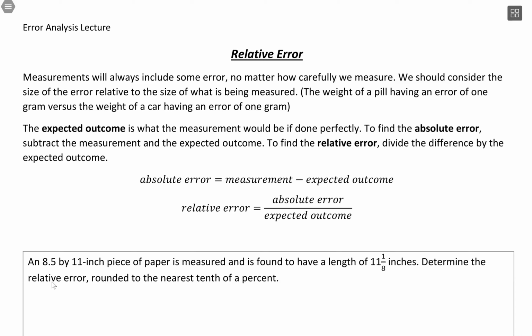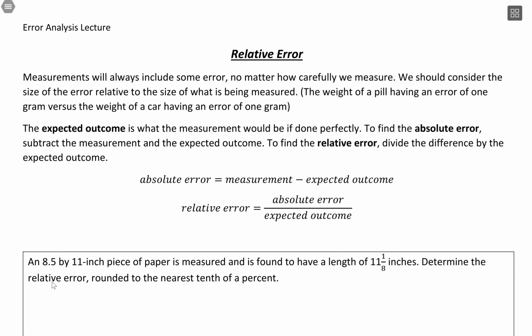So working with relative error helps us get an idea of how the error relates to the size of the object that we're working with, because we're always going to have some error in there. We just need a scale for how significant that error is. So let's say I was measuring something and there was an error of 5 grams between the measurement and what I expected.